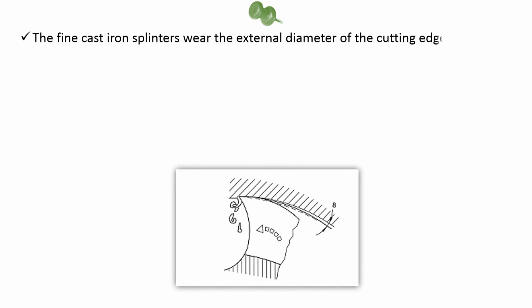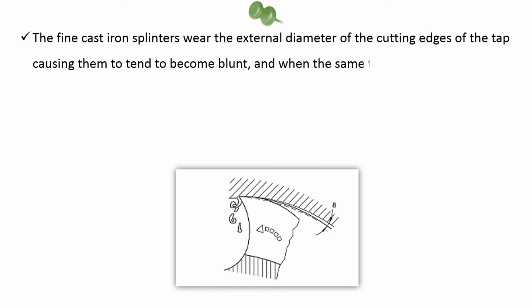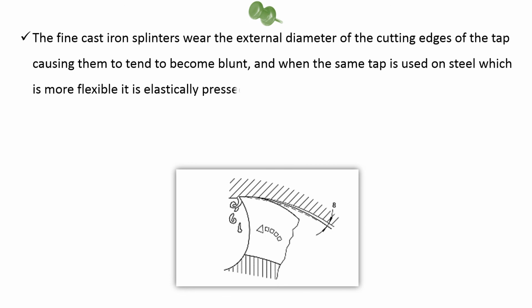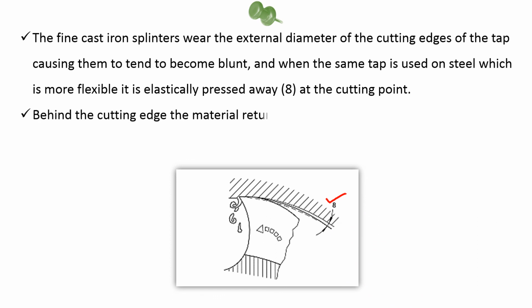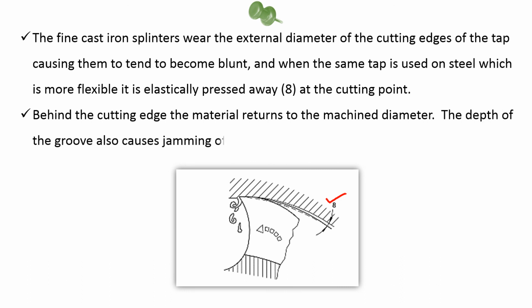The fine cast iron splinters wear the external diameter of the cutting edges of the tap, causing them to become blunt, and when the same tap is used on steel, which is more flexible, it is elastically pressed away, indicated as 8 in the figure. At the cutting point, behind the cutting edge, the material returns to the machine diameter. The depth of the groove also causes jamming of the guiding section of the tap, as in the figure below.